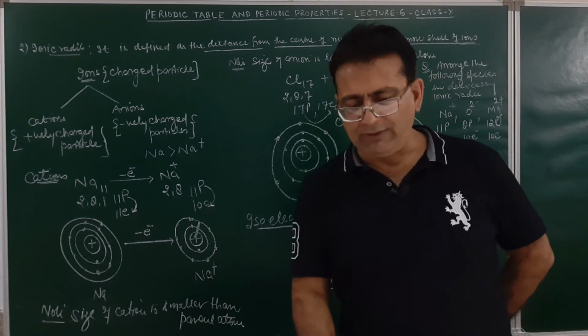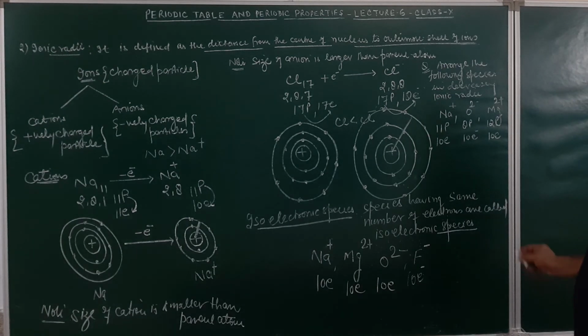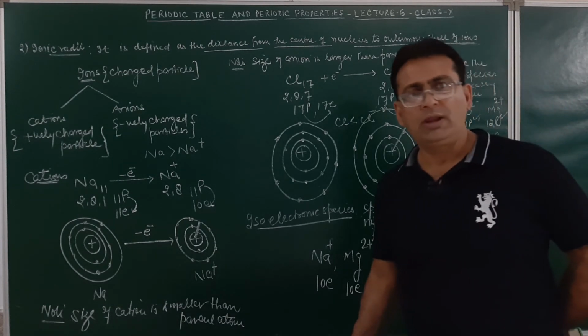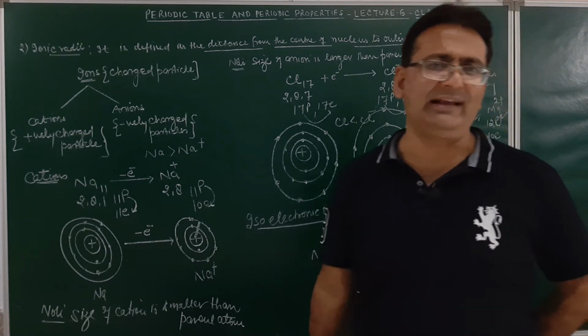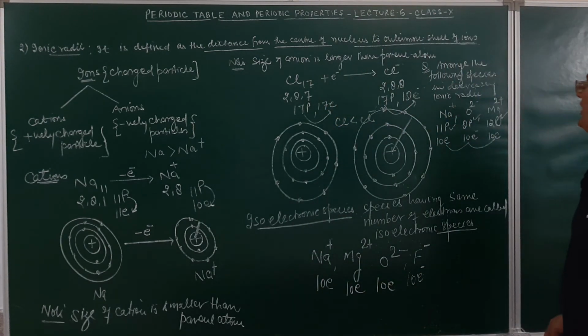What is the question? We have to arrange them in the decreasing order of ionic radii. Here the number of electrons in all 3 species is the same, because they are isoelectronic species. The number of protons differs. More the number of protons, more will be the attraction to the outer electrons. More is the attraction, lesser will be the size or the ionic radii. What we have to do? We have to arrange them in the decreasing order.